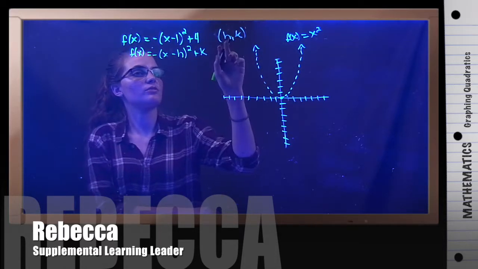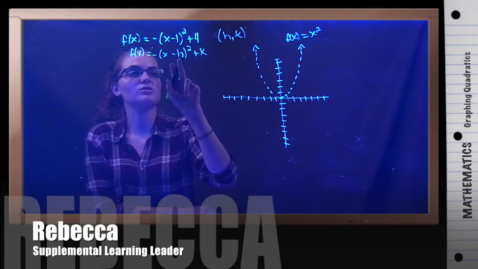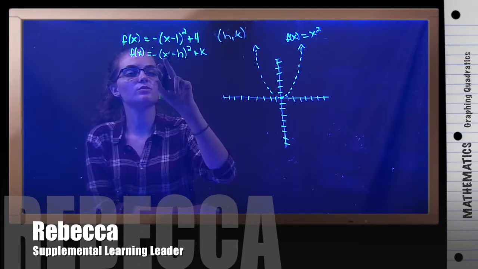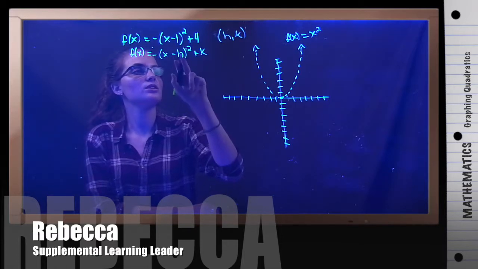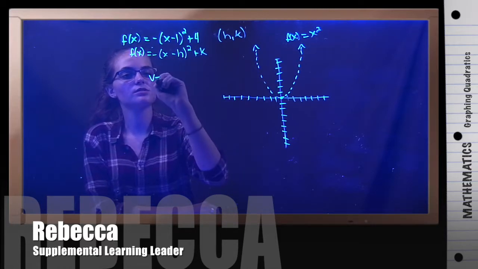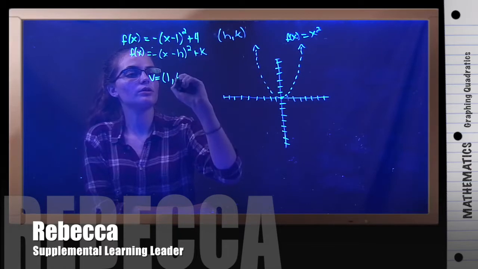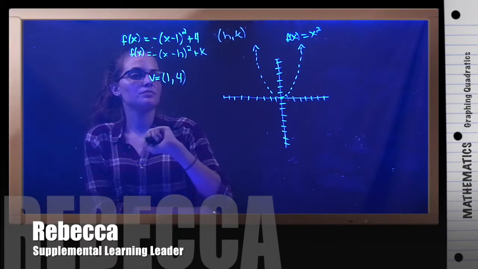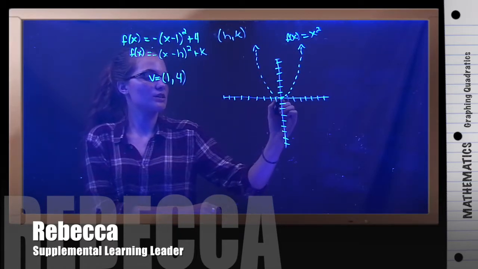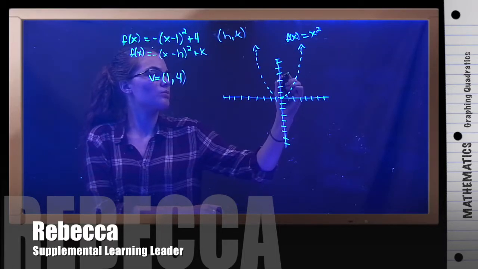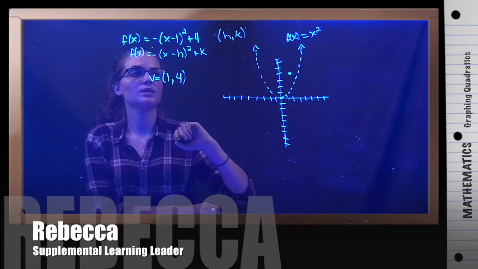So anytime you graph the vertex, you have to remember to change the sign in the middle here because the formula says x minus h. So our actual vertex would be (1, 4). If our vertex is (1, 4), that's 1 over and up 4, just like that.